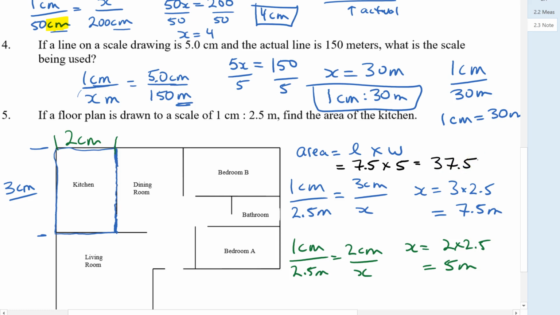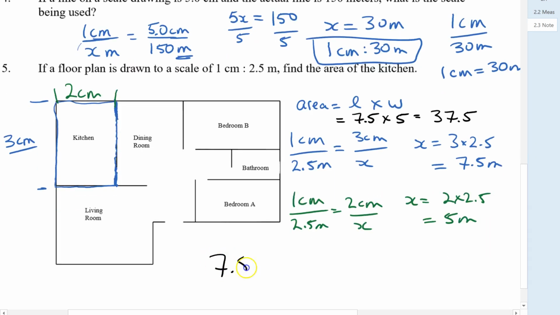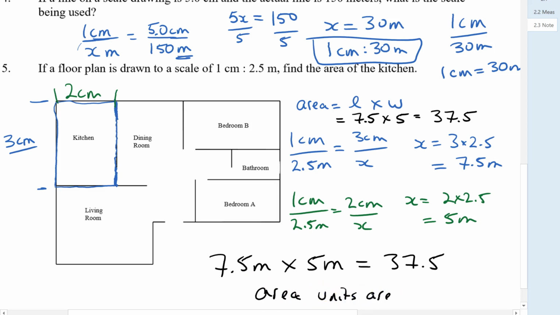So that is 37.5. Now remember, I'm always saying about the units. So you would think that it's, I'll even write this down, 7.5 meters times 5 meters is equal to 37.5. Now it's not meters. When you're doing area, the units are always squared. Area units are squared. So it's going to be meters squared.